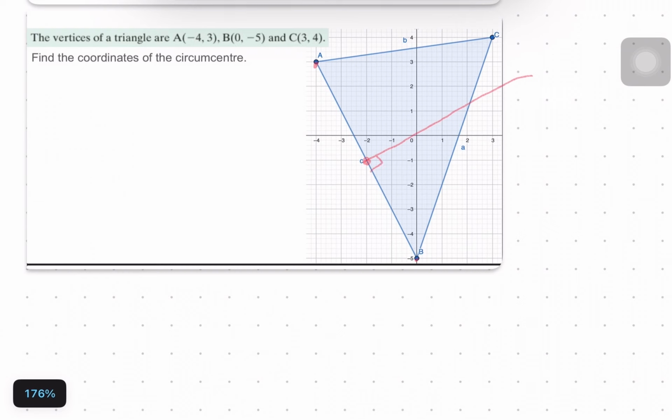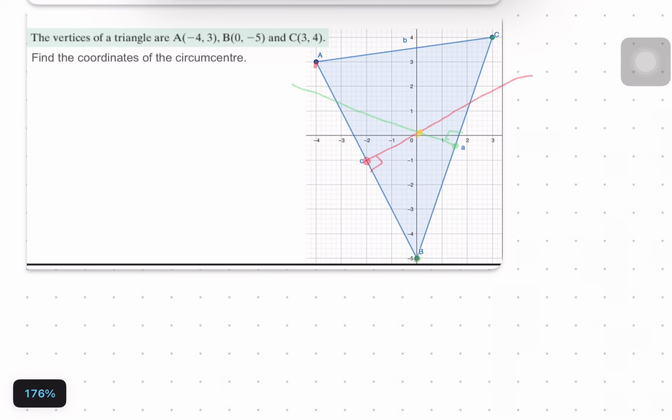Then I'm going to do the same for another side. So let's say BC. The midpoint of that looks like it's, I don't know, roughly here. And then a line perpendicular to that will look something like that. So based on that, my point is going to be around about here. Now, that's kind of a rough sketch. I don't know if they're exactly perpendicular. I don't know that I exactly found the midpoints, but that's where I'd look to find it.